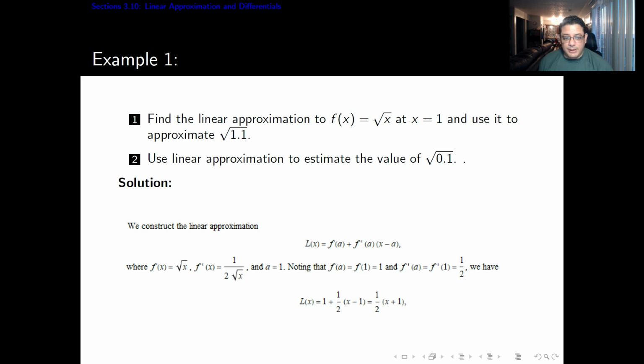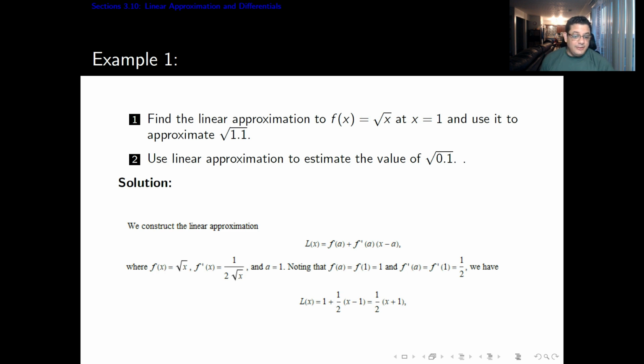If f of x is the square root of x, then f prime of x is just 1 over 2 square root of x. We can plug in 1 and find f of 1 and f prime of 1. It turns out that f of A, or f of 1 in this case, is just 1, since the square root of 1 is 1. And f prime of A, or f prime of 1, is just 1/2. Now if I plug these values into the equation, I get that L of x is 1 plus 1/2 times x minus 1. Simplifying, the linear approximation is 1/2 x plus 1/2.